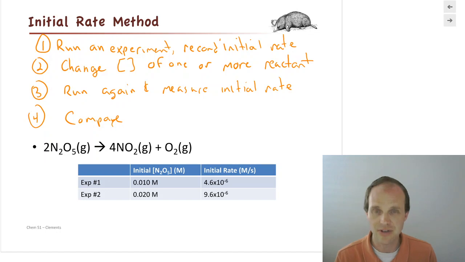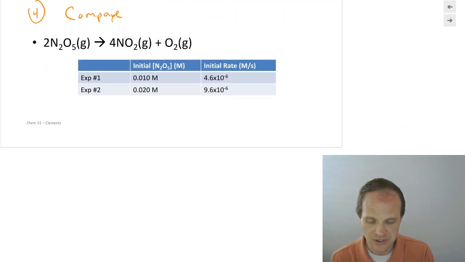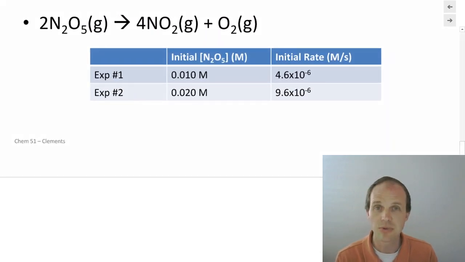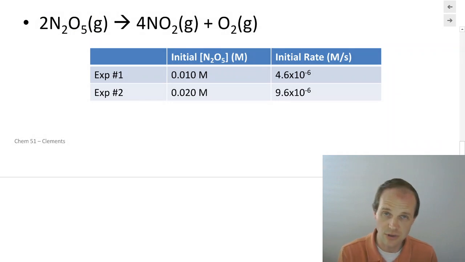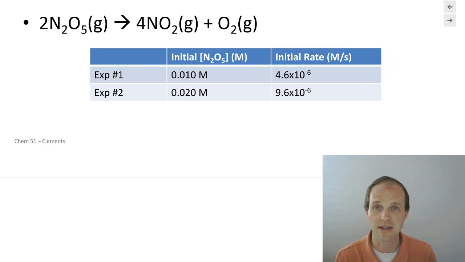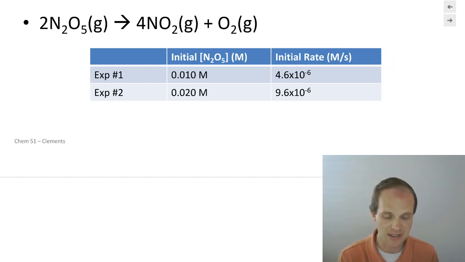So I've got a very, very simple example down here. I've got 2 N2O5 plus 4 NO2s goes to make 4 NO2s and an O2. So dinitrogen pentoxide makes 4 nitrogen dioxides and 1 oxygen. And we ran 2 experiments on that. One where we had an initial concentration of N2O5 of 0.01 molar, and then we calculated the initial rate.